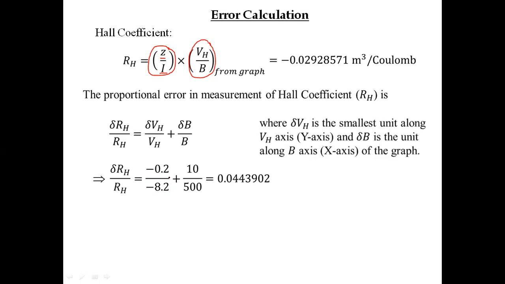In this case, you could choose it differently. Delta B is again one smallest division along the x-axis. That is how you scale your graph. In this case, it is 10, and B is the magnetic field of the chosen point, that is 500. So what you get is delta RH by RH. So what is the absolute error?